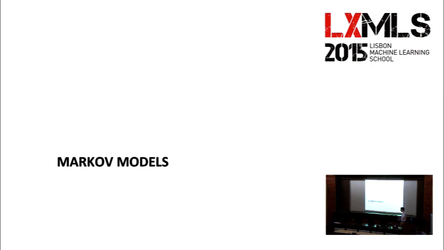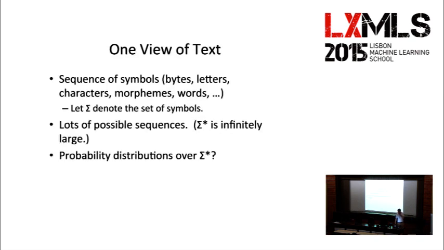Okay, so let's start with Markov models. When we take a data-driven view of natural language, and we think about the data that we have to understand natural language, we think of text. And one very simple view of text that's not very controversial is to say that a piece of text is a long or short sequence of symbols. And we can think at different levels. We can think of it as a sequence of bytes or letters or characters, or if you want to be linguistically oriented, morphemes or words. Right? Text is a sequence of words.